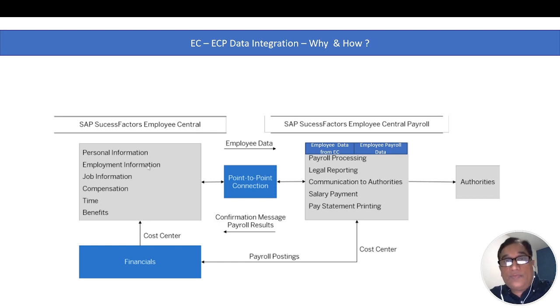And then we have to copy that data. We have to replicate the data into the payroll system. So we copy all the employee data from Employee Central using a point-to-point connection, right? So as you can see over here, every minute, anything which changes in Employee Central related to an employee will get stored in the EC and then will get replicated in the payroll system.